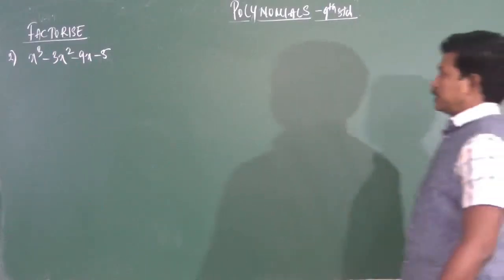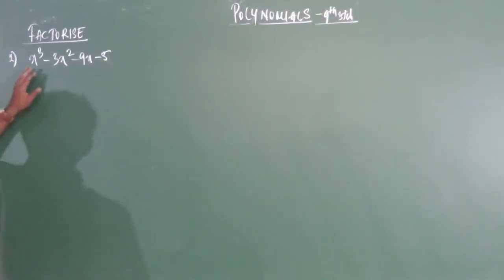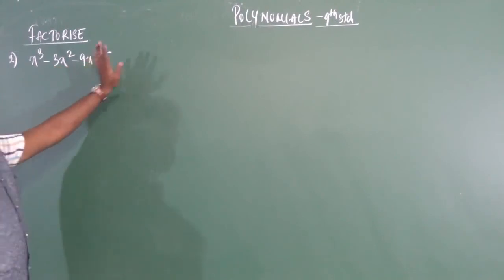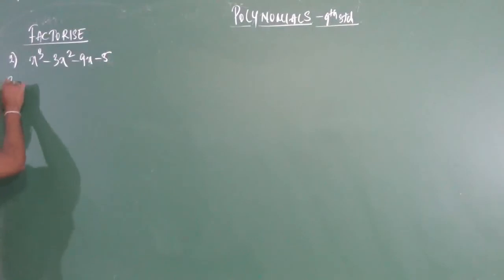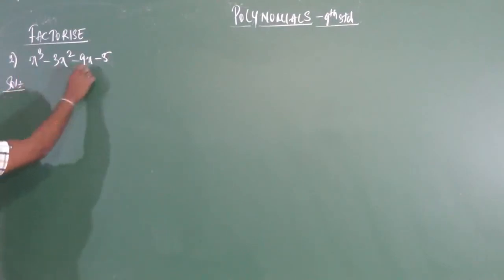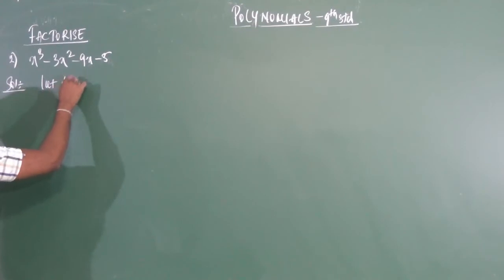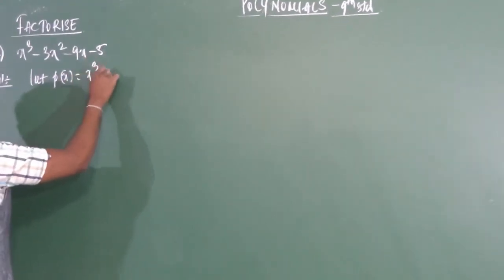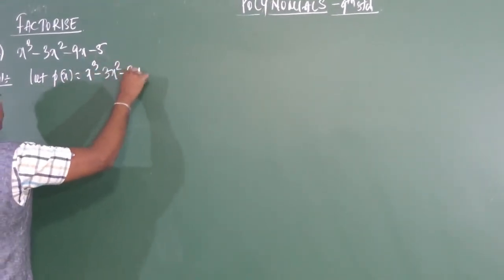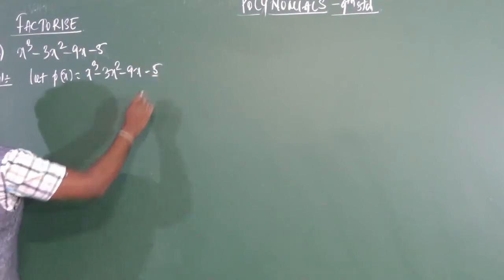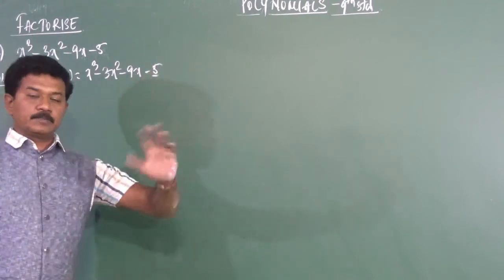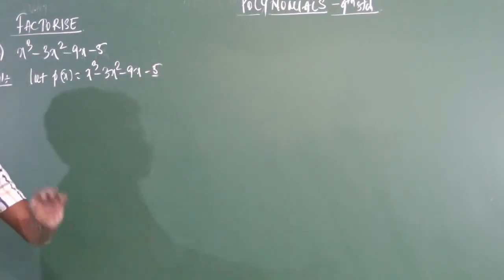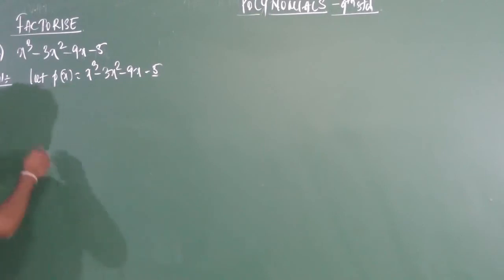Okay, let us get into the second problem on the same category. We have a cubic polynomial x cube minus 3x square minus 9x minus 5. So which is the last constant, that is 5. Let us give a name to this. So let P of x is equal to x cube minus 3x square minus 9x minus 5. So here 5 is the constant. So don't worry about the minus sign, whether it is minus or plus, just look at the constant term and list out the factors.